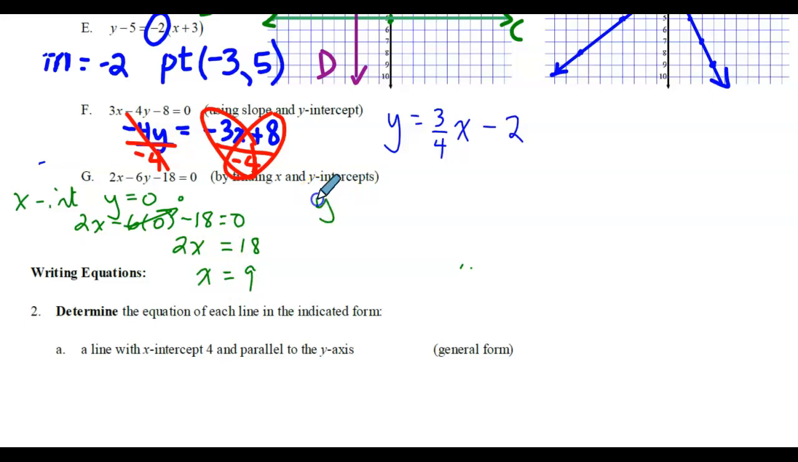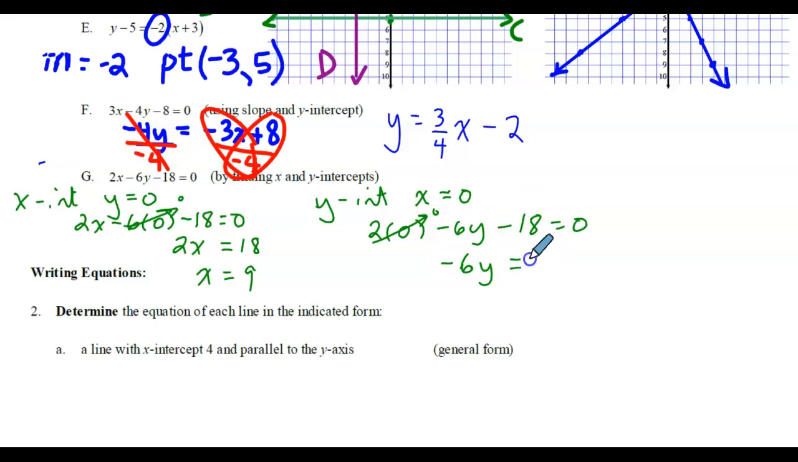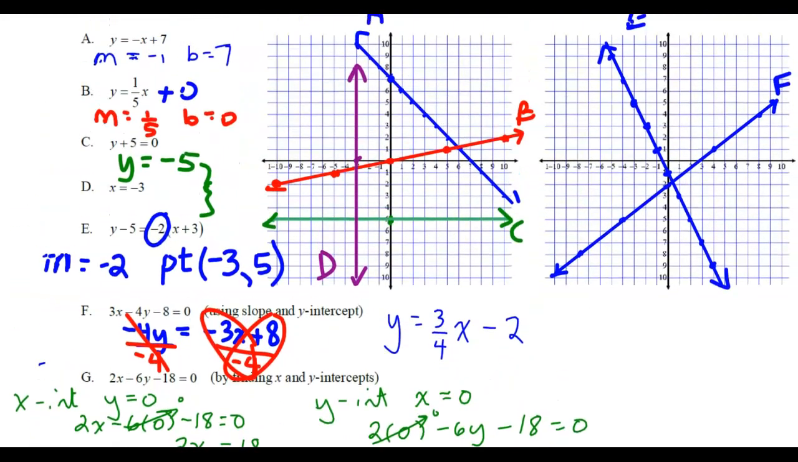Then the y-intercept, that's when x equals 0. So now I'm going to put 0 in for x. That term goes to 0, so I'm left with -6y. Bring the 18 over to the right, makes it positive. So y equals -3. So plotting those, x-intercept of 9, y-intercept of -3.